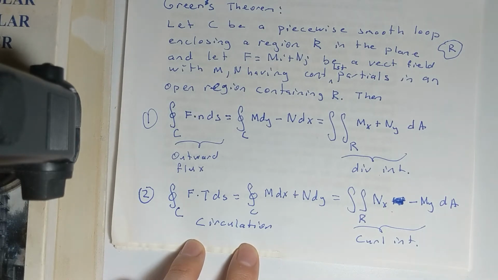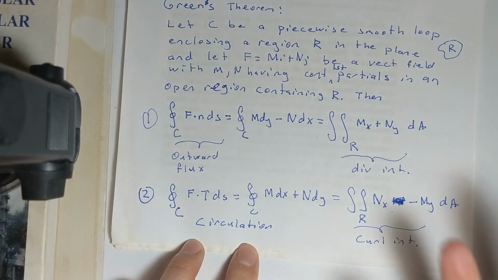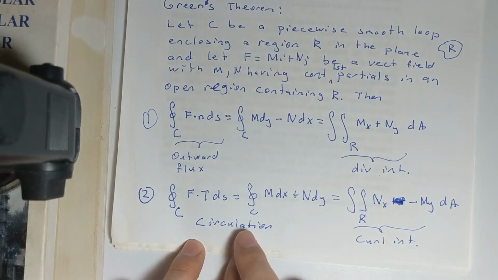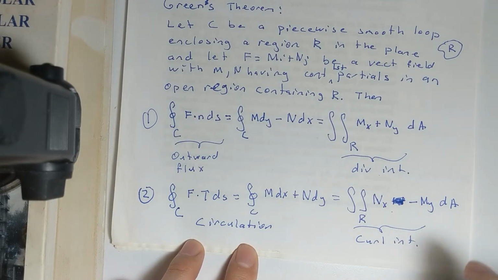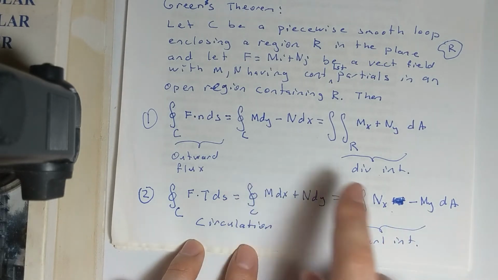And now it's not that much of a surprise, right? Because the outward flux, how much stuff is leaving, has to do something with how much stuff is going away from each point. And the circulation around the boundary, well, that's supposed to have something to do with how fast stuff is circulating around each point, so they should be related somehow.